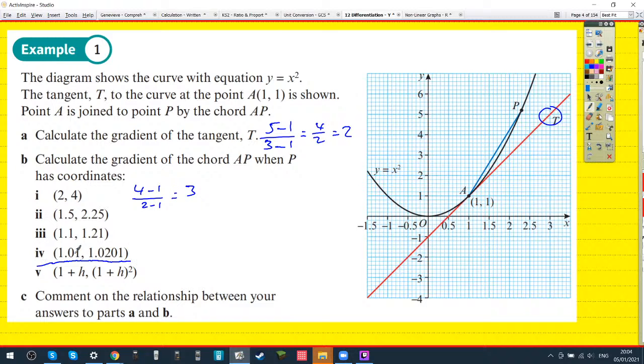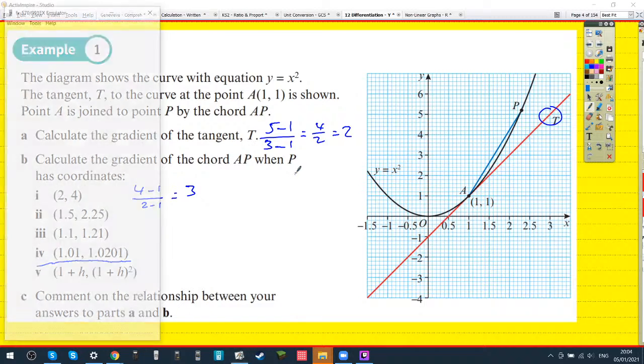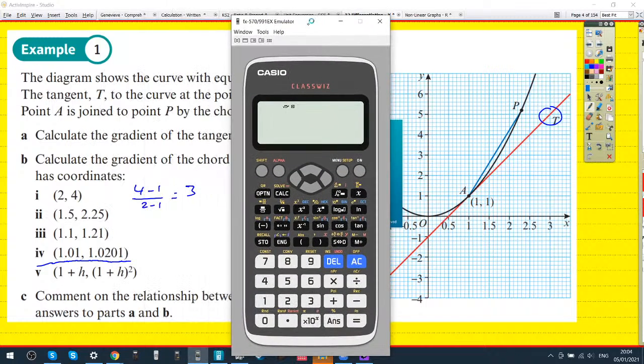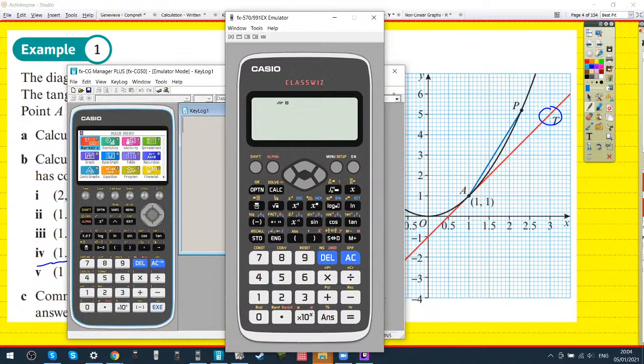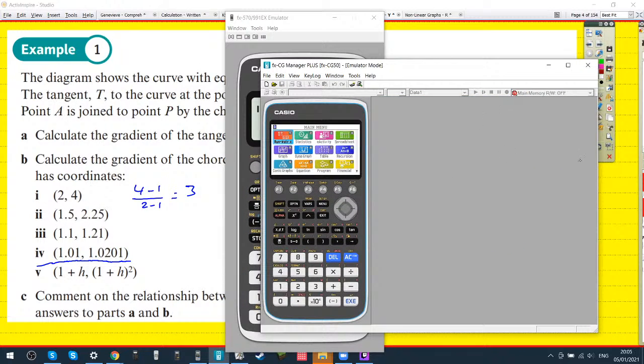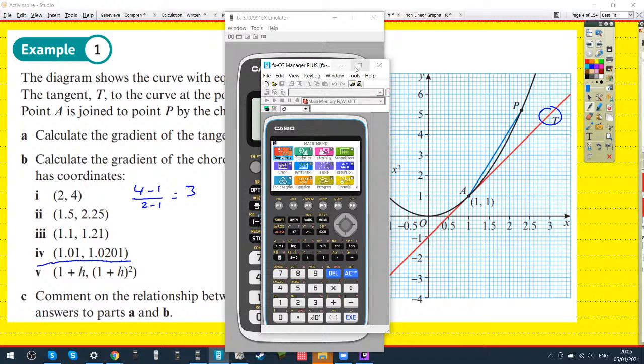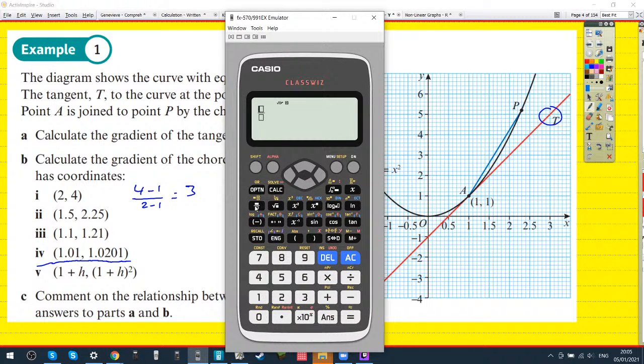What would be part 4? So 1.01, and 1.01 squared is the other number. So would you do 1.0201? You could just put it all in the calculator. You don't need to bother with the square malarkey. Wait, so are we working out the gradient still? Yep. So would you do 1.0201 minus 1 over 1.01 minus 1? Yep. Which is 2.01. Well done.